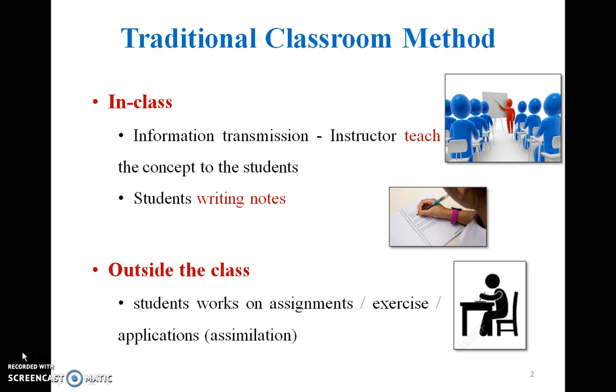Traditional classroom method. In the traditional classroom method, information transmission happens in class. That is, the instructor teaches the concept to the students. In this, students write notes in the class and listen to the concept delivered by the teacher. Assignments or exercises are solved by the student out of the class.